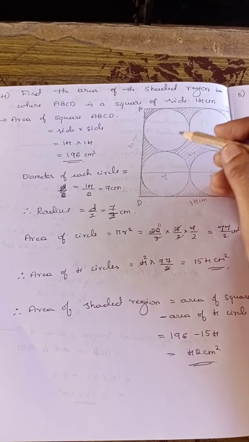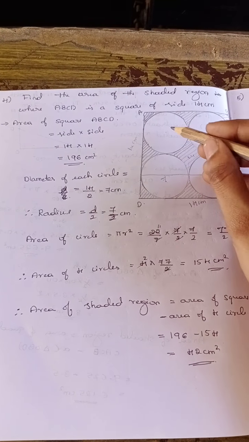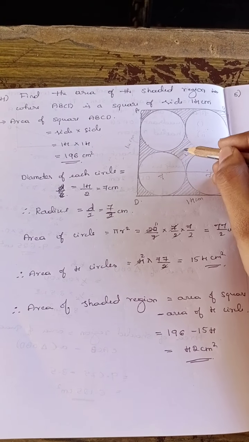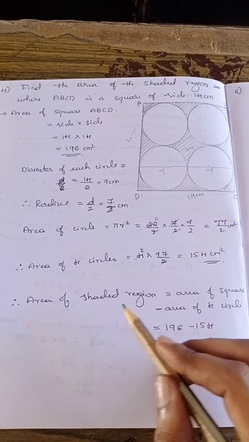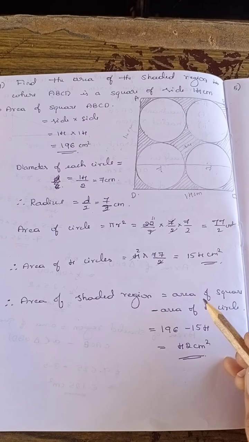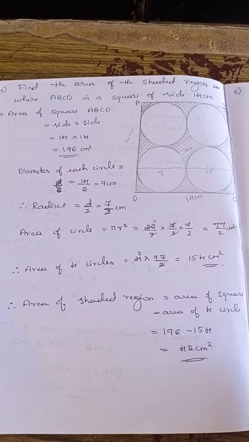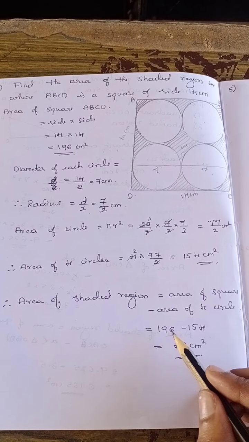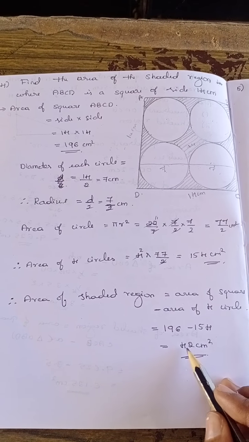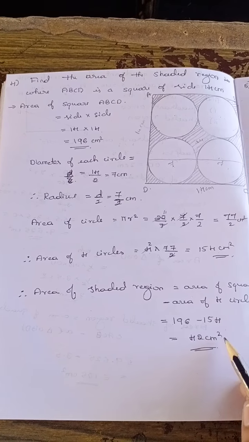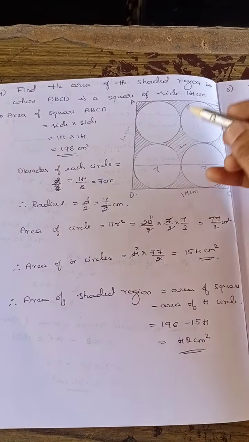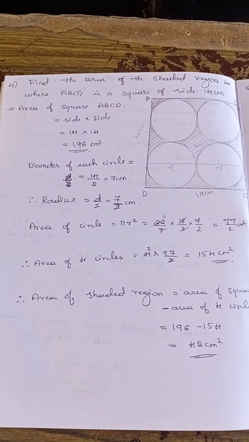If we subtract the area of the square minus the area of this quarter circle, we will get the area of the shaded portion. Therefore, the area of the shaded region is equal to the area of the square minus the area of the quarter circle, that is equal to 196 minus 154, that is equal to 42 centimeter square. 42 centimeter square is the area of the shaded portion.